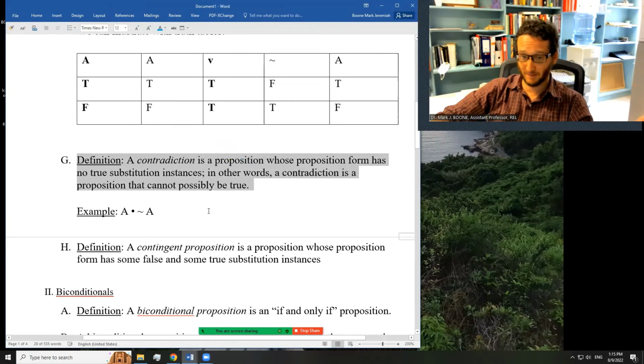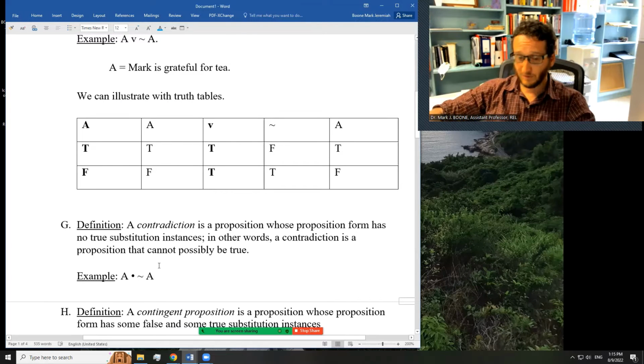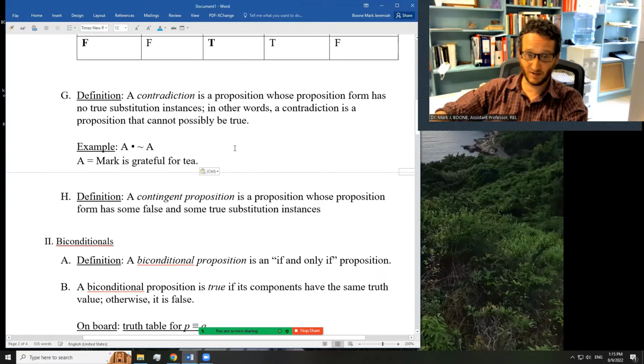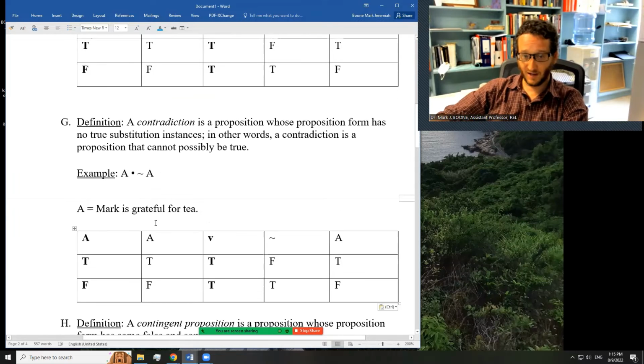Now, a contradiction is a proposition whose proposition form has no true substitution instances. In other words, a contradiction is a proposition that cannot possibly be true. Now, I could do this for the form by using lowercase italics, or I could do this for a specific proposition using uppercase no italics. I think I'll do specific proposition. And again, I'll define which proposition I'm talking about. It doesn't much matter which proposition I'm talking about. Nevertheless, I'll tell you. I'll talk about the same proposition. Mark is grateful for tea.